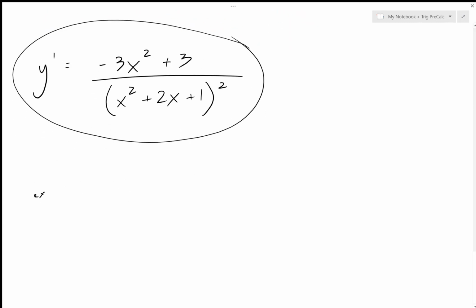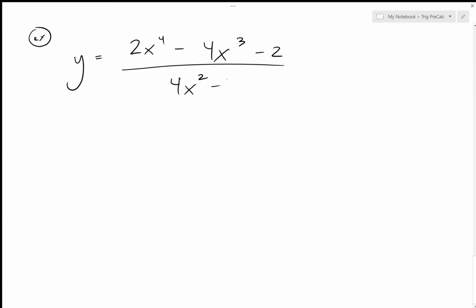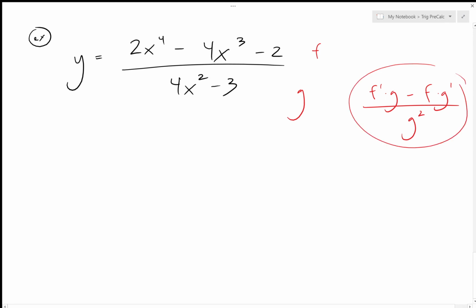Polynomials on top and bottom. So let's take the derivative of y equals 2x to the 4th minus 4x cubed minus 2 over 4x squared minus 3. So this piece on top is f, this piece on bottom is g, and remember we want the rule to be f prime times g minus f times g prime over g squared. Alright, that's the rule we're using. So let's go ahead and do it.